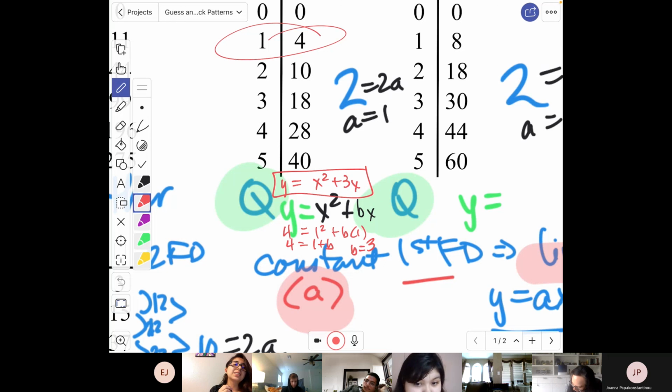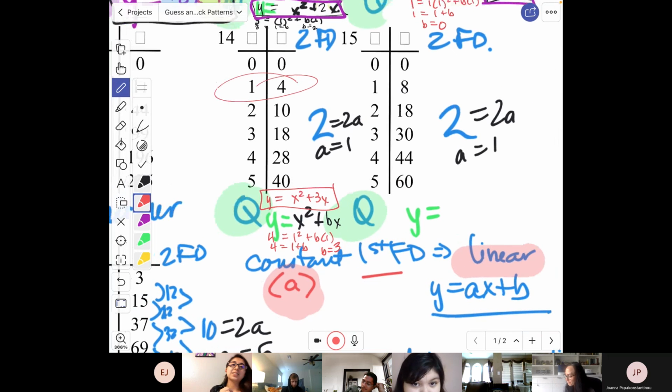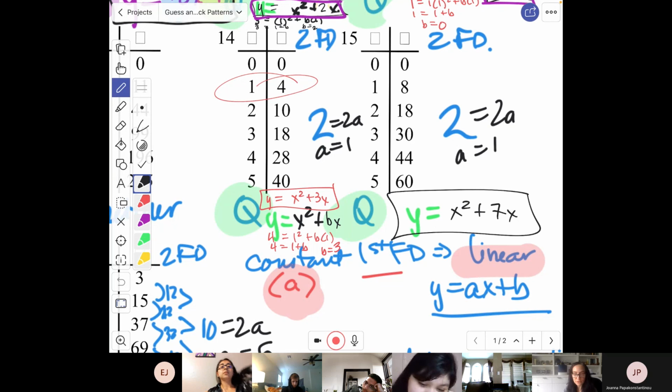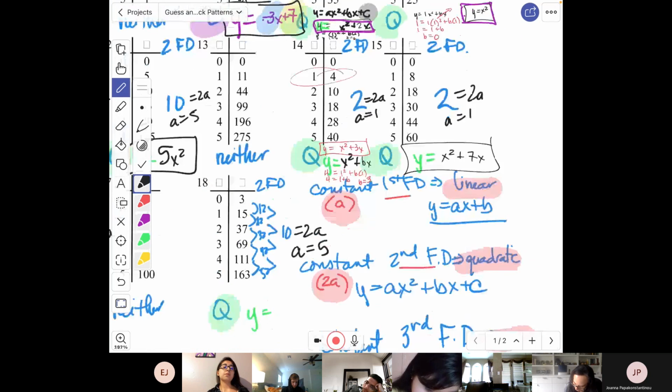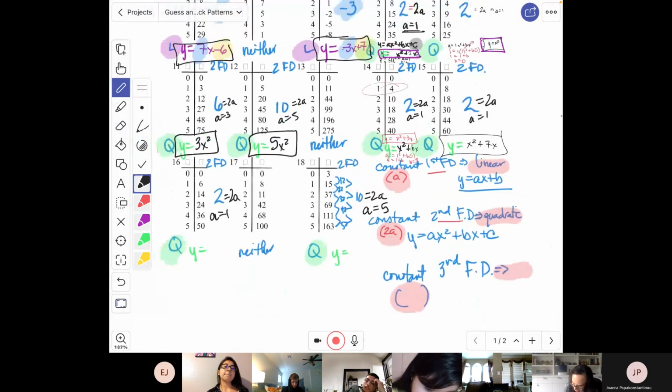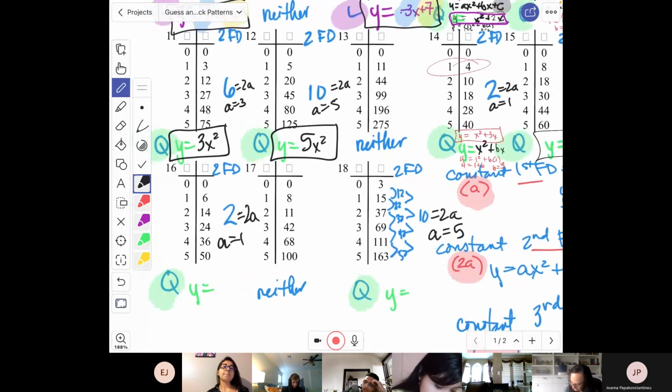Oh my goodness. Okay, so give me the equation for number 15. Y equals x squared plus 7x. That is correct. Okay, what about number 16? What is the equation for number 16?